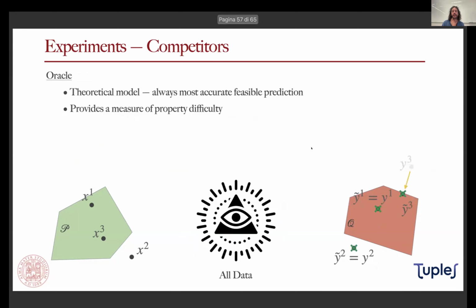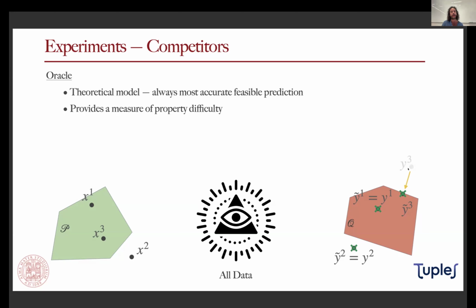Finally, we consider an oracle. An oracle is a theoretical model, which always makes the most accurate and feasible prediction. In the oracle, we essentially project the label, the true data, both at training time and at test time. So the oracle provides an upper bound on the model accuracy. It represents the best that we can achieve in terms of accuracy if we want to be feasible with respect to the property.